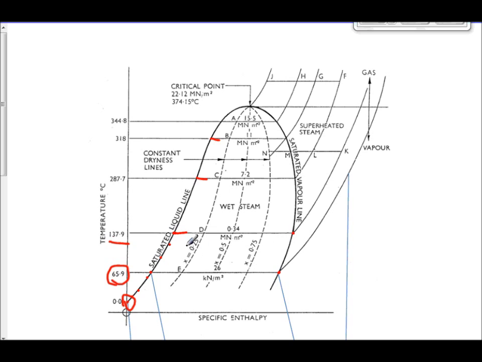So your dryness fraction ranges from 0 on the liquid line all the way up to 1 on the saturated vapor line. And in between, you've got these three lines here that are showing dryness fractions of 0.25, 0.5, 0.75, and then 1 over here. And it would be 0 on this one over here.